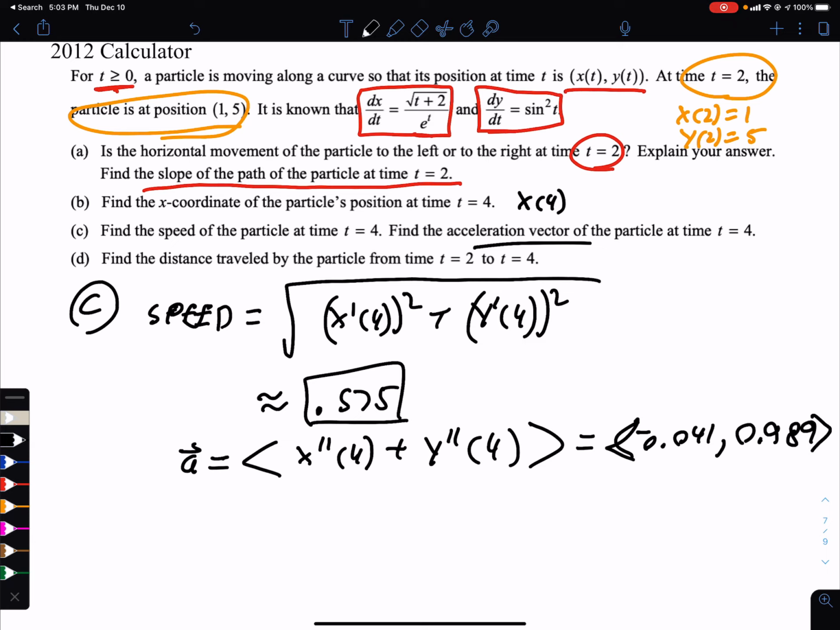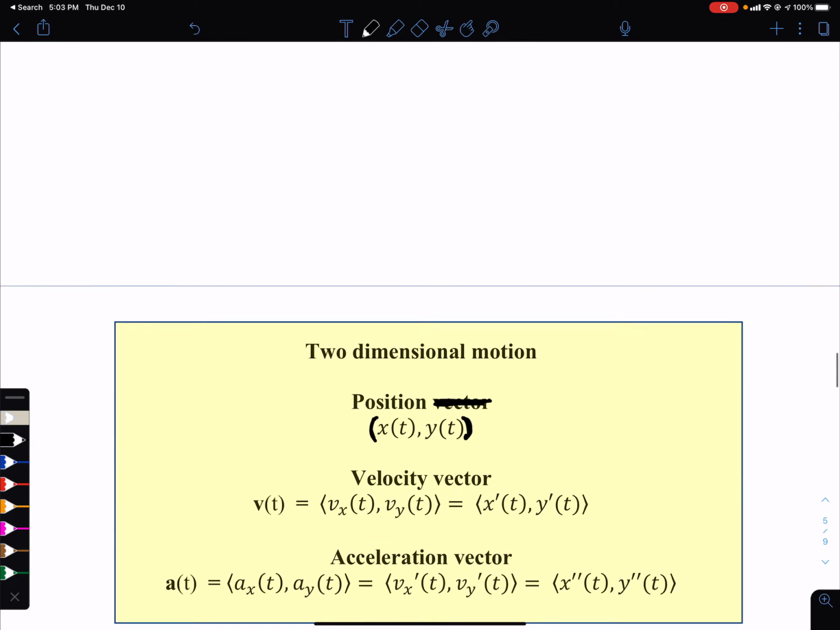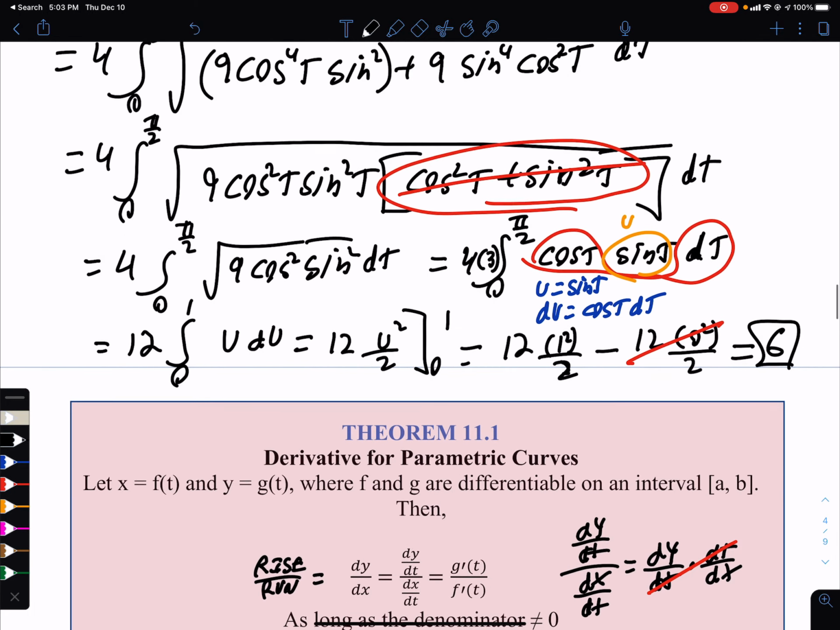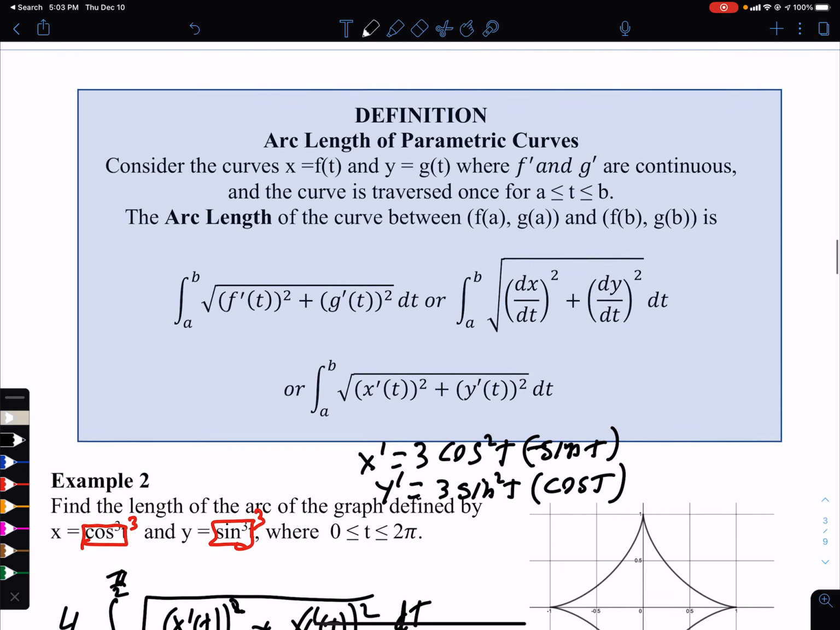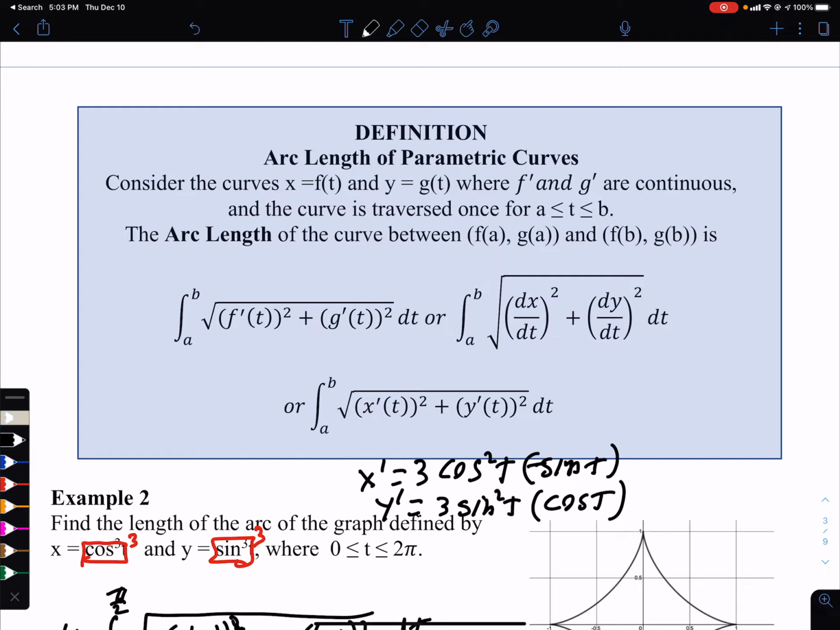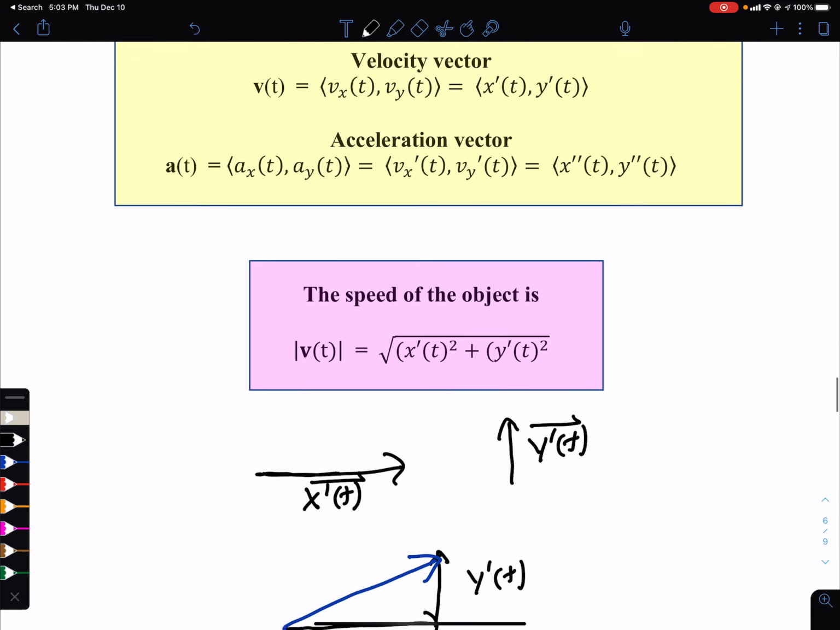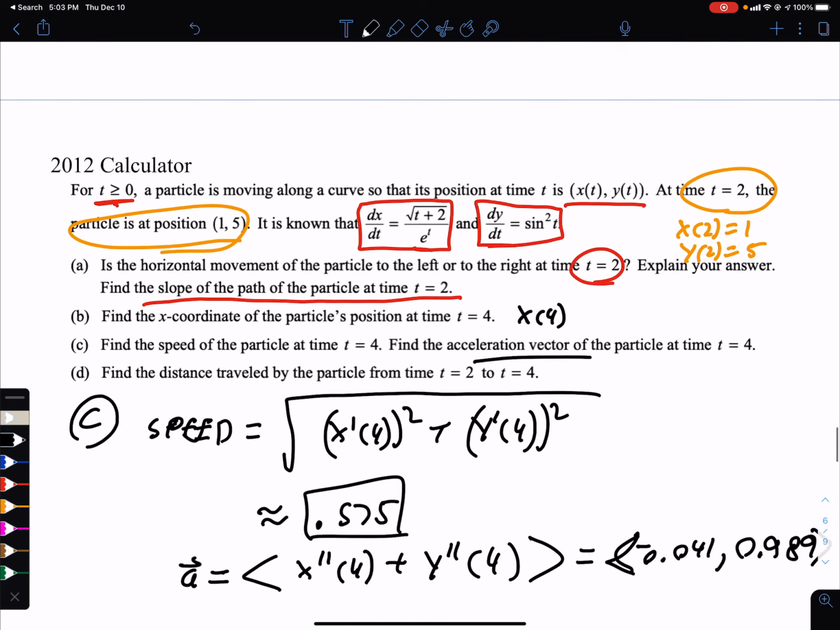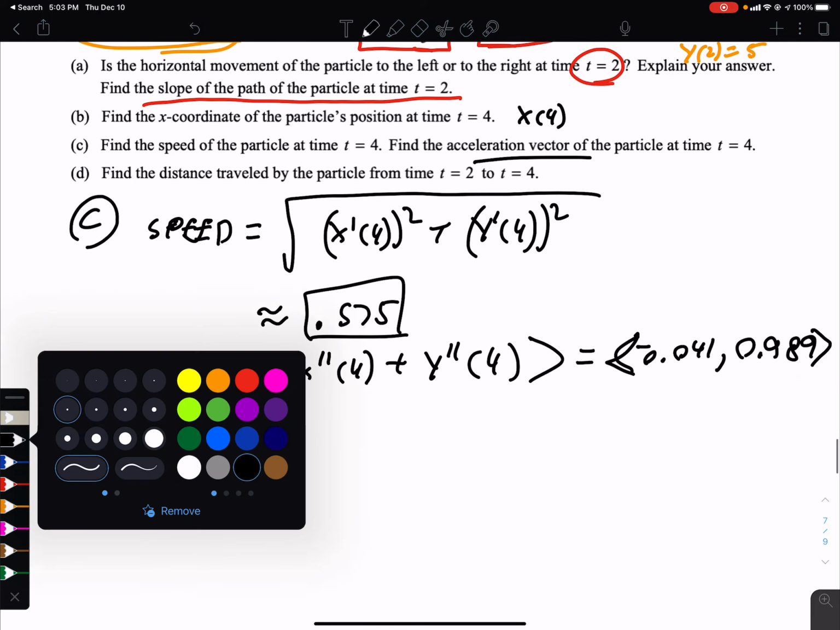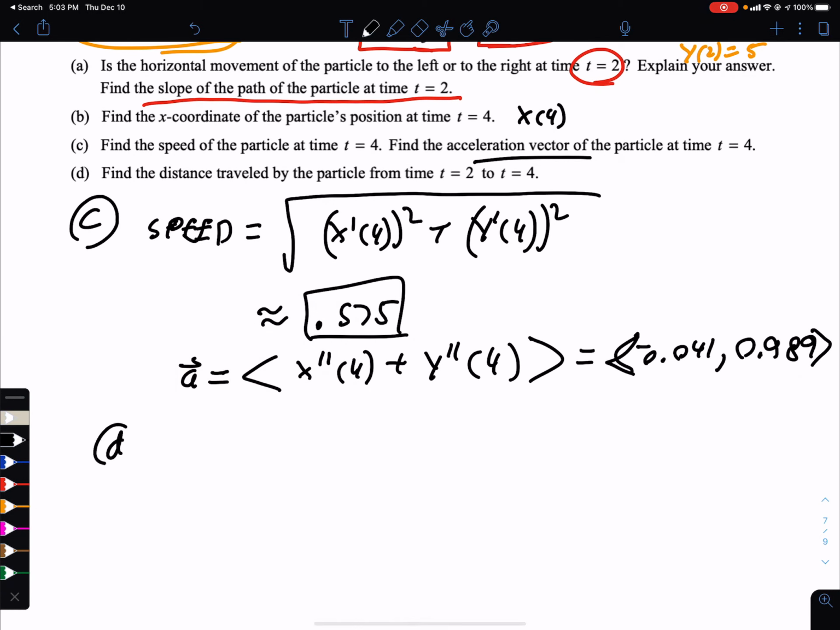And then part D, distance traveled. Hey, that sounds familiar. That is arc length. That's what we did all the way up here. Arc length is the distance traveled. That's how long the curve is. So we're going to integrate this, part D. It's the integral, and it's from time 2 to 4. So that's the limits of my integration, 2 to 4.